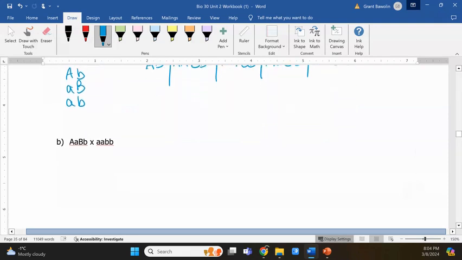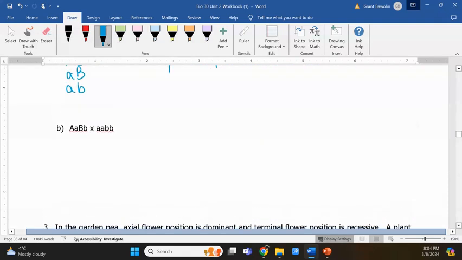Let's look at 2b. We'll do the same thing. We will find the possible gametes. So big A, big B, then big A, little b, little a, big B, and little a, little b. For the second parent, they're all going to have a little a and a little b. So I'm just going to write that once. And once again, it is a 1x4 Punnett square.